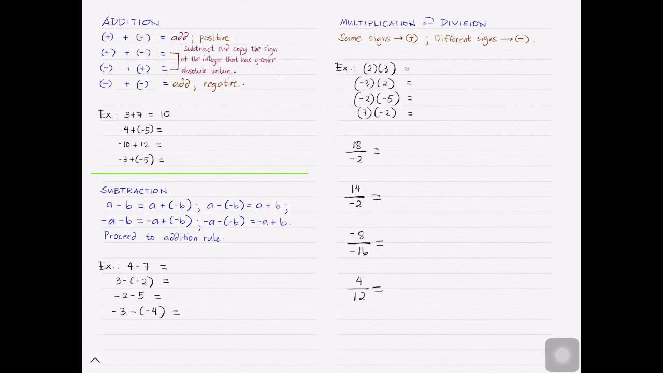But if we have to add two integers with different signs, we actually have to subtract them and copy the sign of the integer that has greater absolute value. So for example, if we have 4 plus negative 5, subtracting them would give us 1. And for the sign of 1, we have to compare the absolute value of these two integers. The absolute value of 4 is still 4, but the absolute value of negative 5 is 5. And since negative 5 has greater absolute value, we will copy its sign, which is negative. And so the answer would be negative 1.